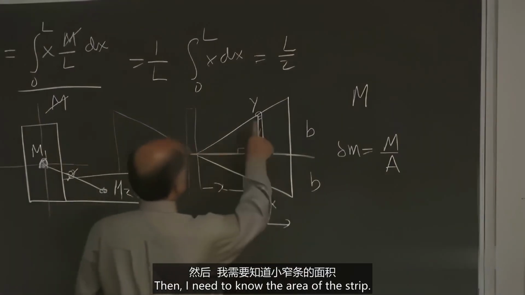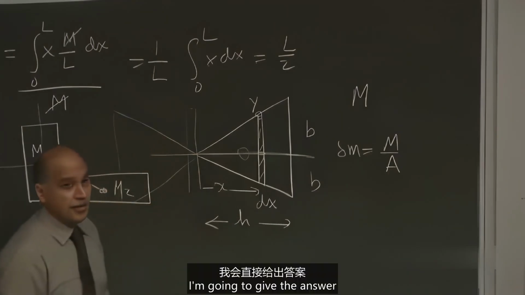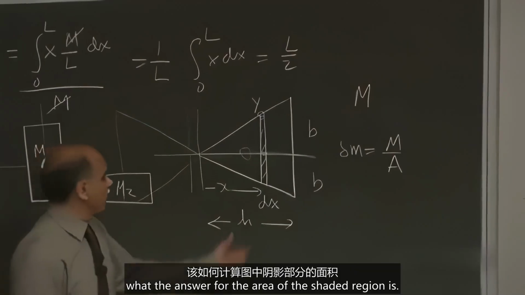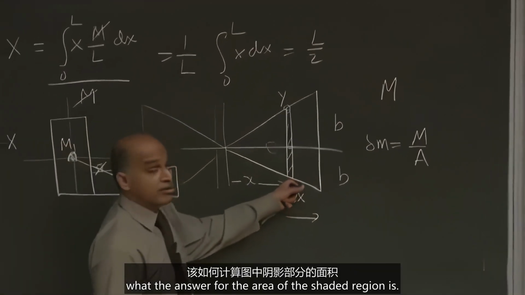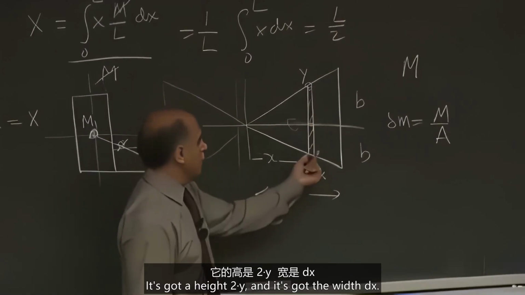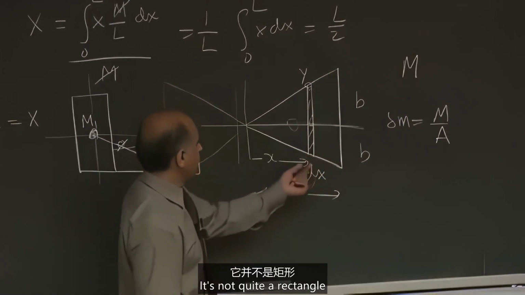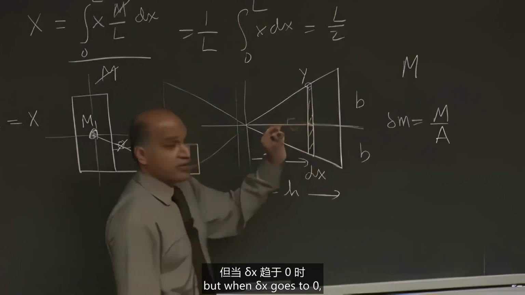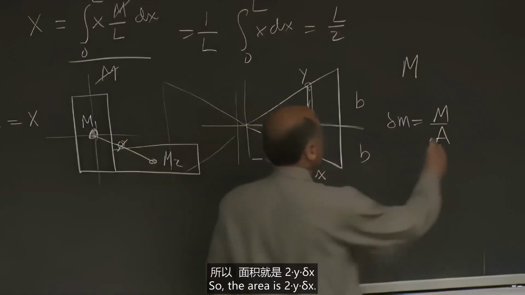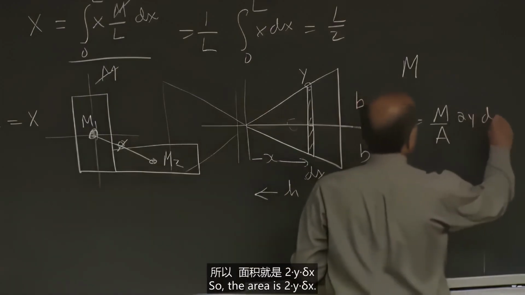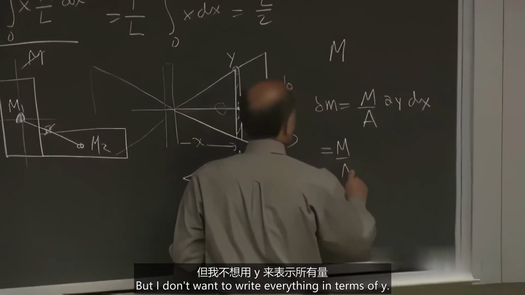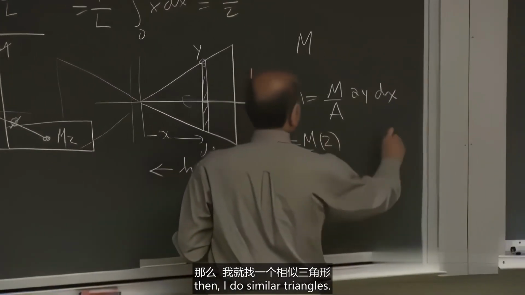But then I need to know the area of this strip. I'm going to give the answer because I don't have time to probe it, but you should think about what the answer for the area of the shaded region is. It's got a height 2y, and it's got the width dx. It's not quite a rectangle because the edges are slightly tapered, but when delta x goes to 0, it's going to look like a rectangle. So the area is 2y delta x. But I don't want to write everything in terms of y. I want to write it in terms of x.